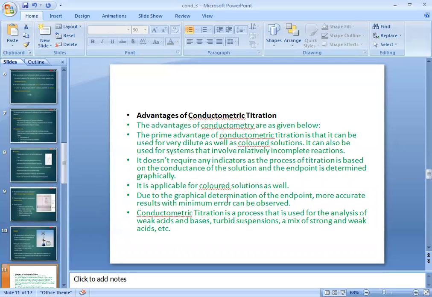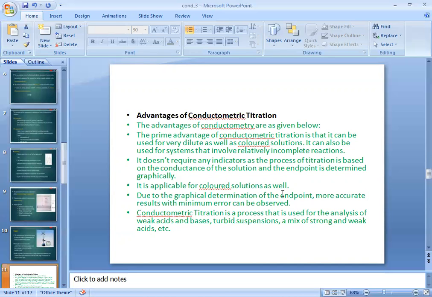Now, advantages of conductometry titration. The prime advantage is that it can be used for very dilute solutions and colored solutions. It can also be used for systems that involve relatively incomplete reactions. Secondly, it does not require any indicators because the process of titration is based on the conductance of the solution, and the endpoint can be determined graphically.